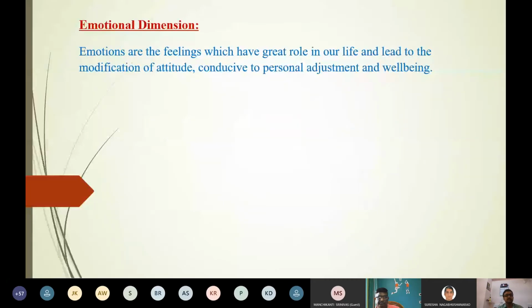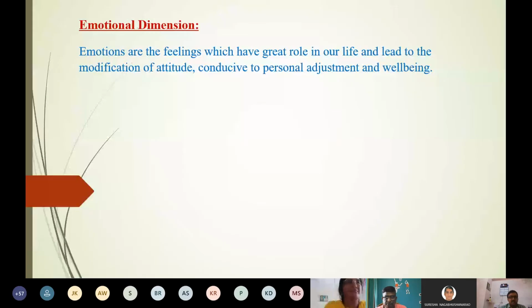Then comes the emotional dimension. These are the feelings actually, which have a great role in our life and lead to the modification of attitude conducive to personal adjustment and well-being. It means emotional fitness and emotional control. Throughout the day, different situations and circumstances come. We come across different people of different temper and different attitudes. So in those particular situations, how do we act, or react, or become proactive? All these things come in the emotional aspects of health.